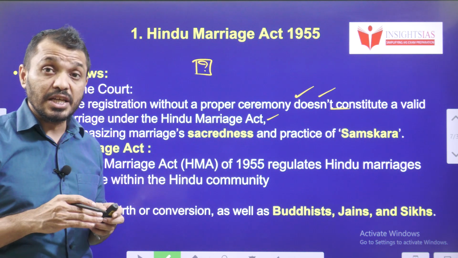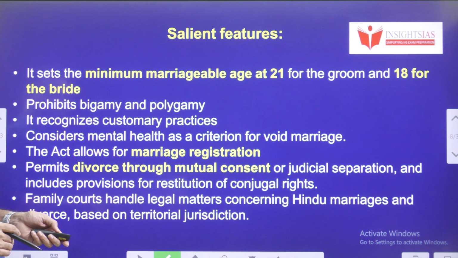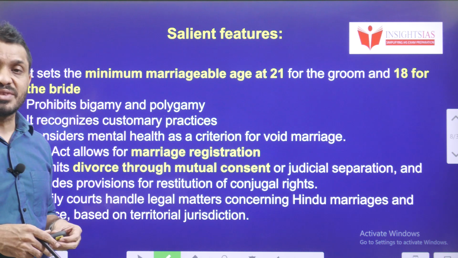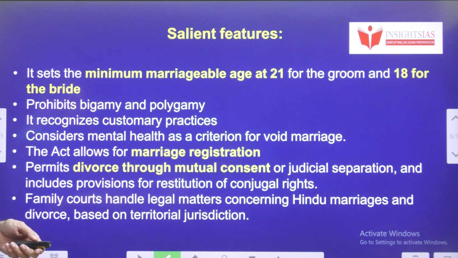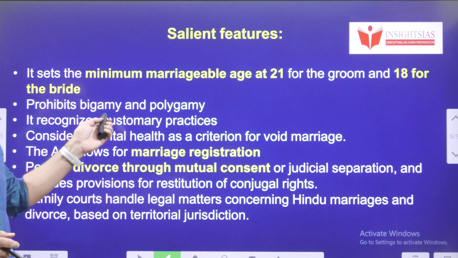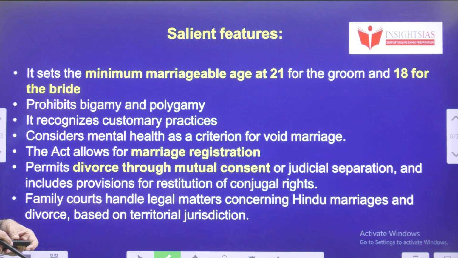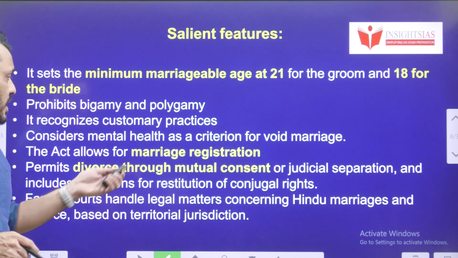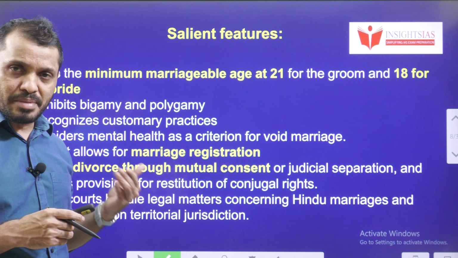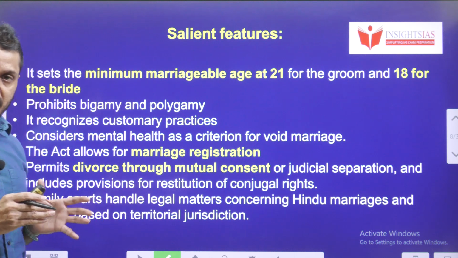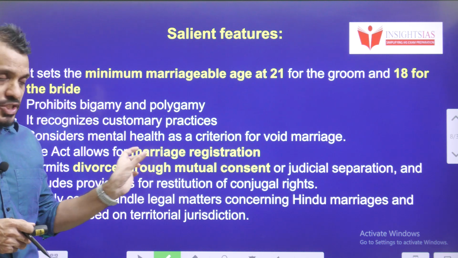According to Article 25, the Hindu community includes Buddhist, Jain and Sikh religions. And these are some of the salient features of the Hindu Marriage Act. It gives the minimum marriageable age: for men 21, for women 18. It prohibits bigamy and polygamy, which of course will be punished. It recognizes customary practices like Saptapadi. It considers mental health as a criterion for void marriage. That means if either the bride or bridegroom is not mentally well, then that marriage will be void, that means cancelled. This act allows for marriage registration.